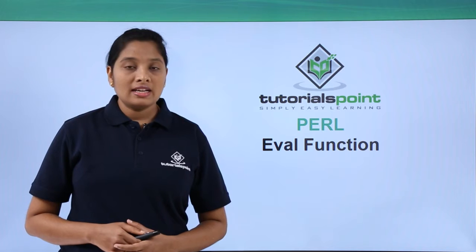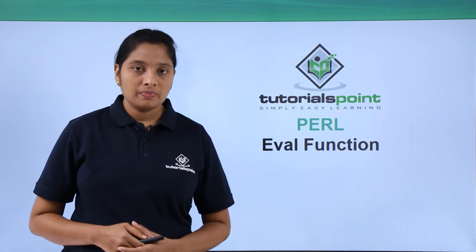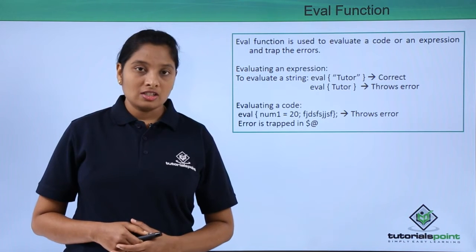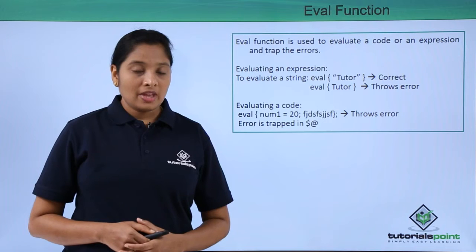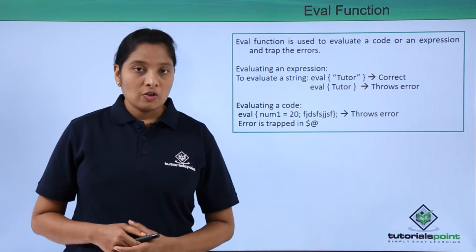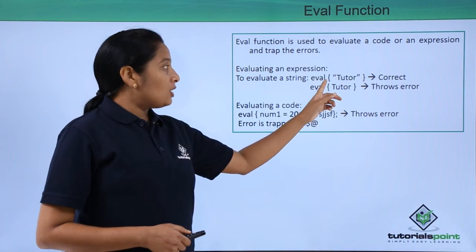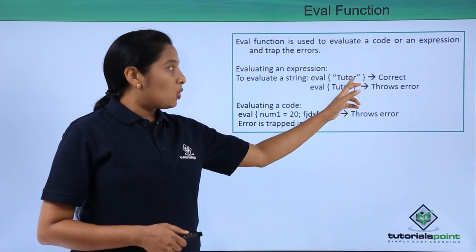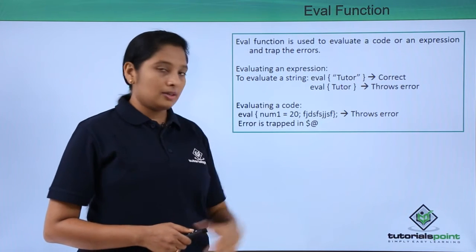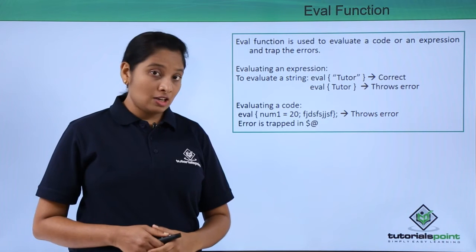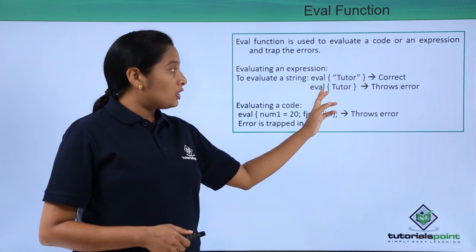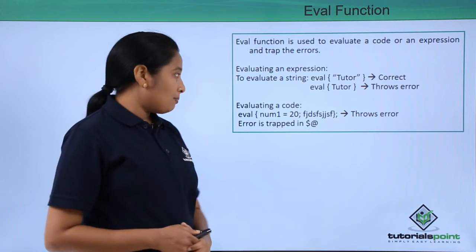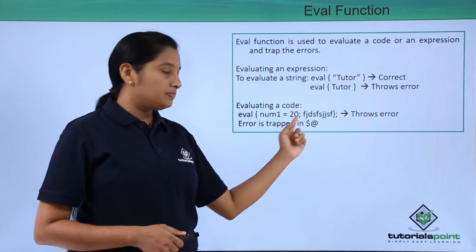In this video, let us see about the eval function. To evaluate a code or a block, use the eval function to identify any bugs, and also you can trap the errors. For example, I have evaluated the string tutor. If I enclose it in single quote or in double quote and use an eval function, that means it is correct. And if I don't enclose it in single quote or in double quote and try to evaluate this string, then it throws an error.